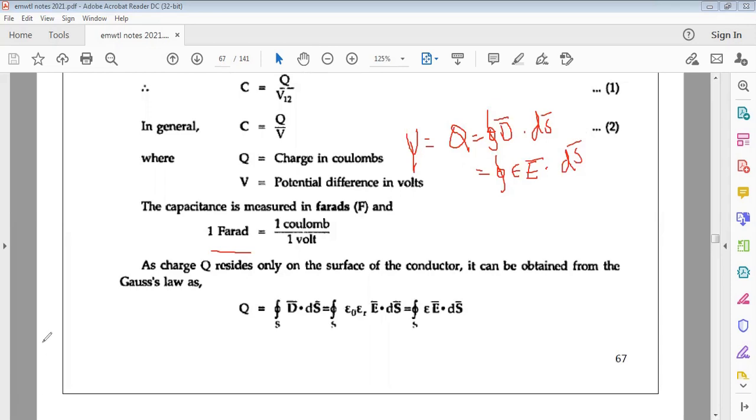The relation between the electric flux density D and the electric field intensity is D bar equals epsilon times E bar. Epsilon is the absolute permittivity, which is the permittivity of free space times the relative permittivity epsilon R. So ds means it's a surface integral. The surface integral of epsilon E bar dot ds bar is Q. Q is equal to the integral of epsilon E bar dot ds bar.